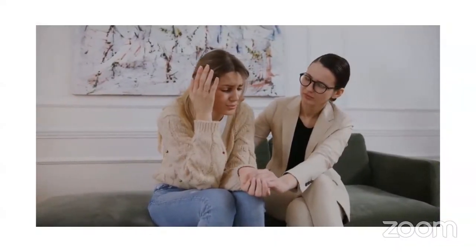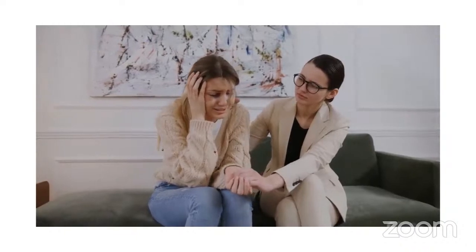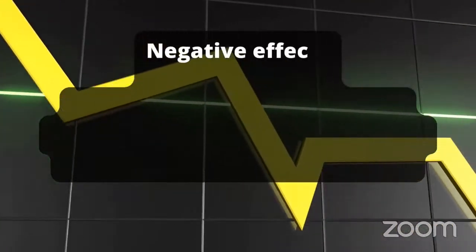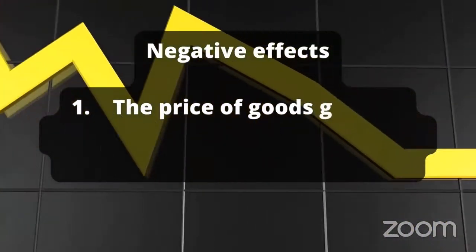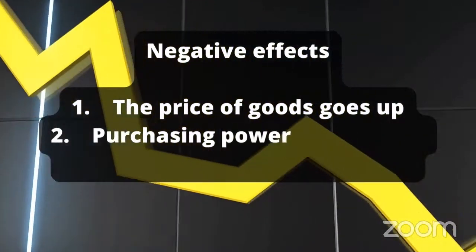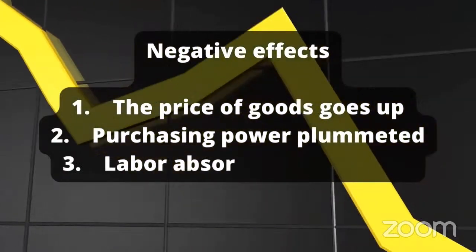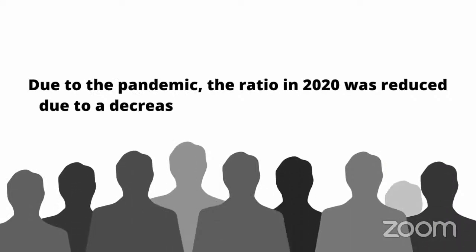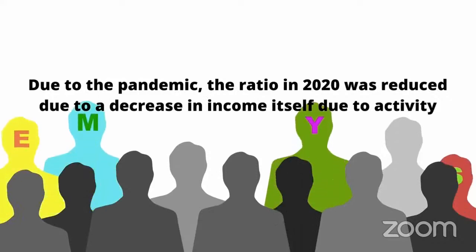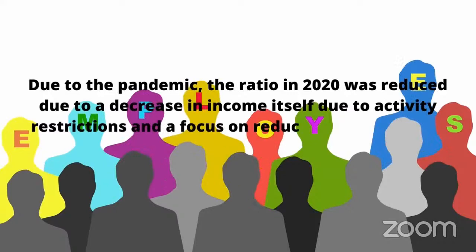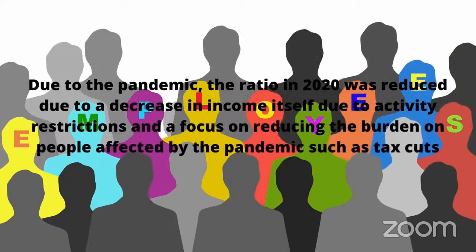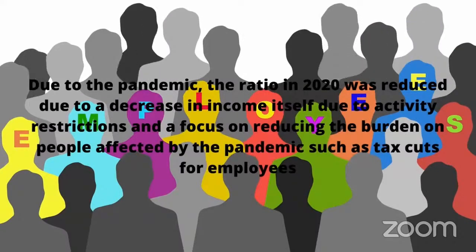Because the increase in tax rates can have a negative impact on society. What are the negative effects? First, the price of goods goes up. Second, purchasing power plummets. Third, labor absorption decreases. Due to the pandemic, the ratio in 2020 was reduced due to a decrease in income because of activity restrictions and a focus on reducing the burden on the people affected by the pandemic, such as tax cuts for the employees.